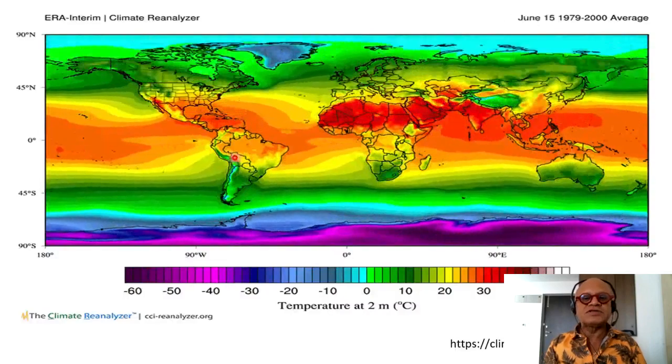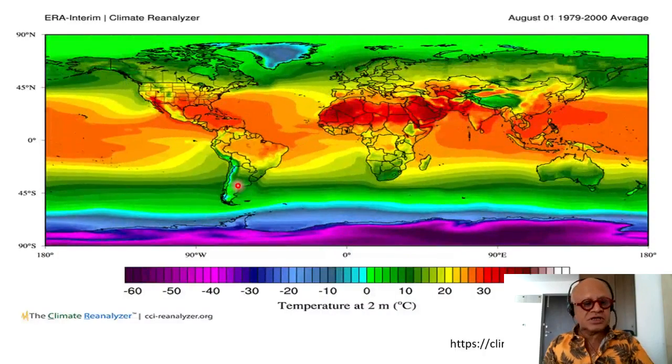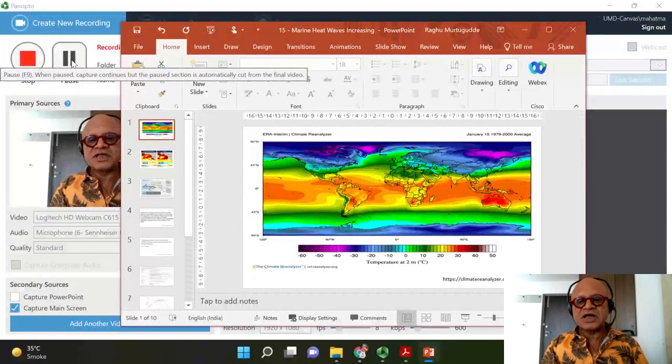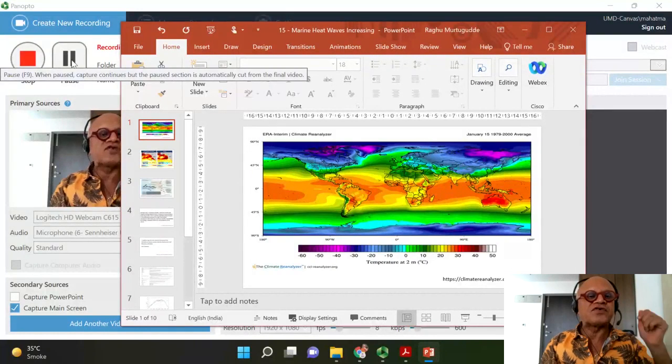If you look at the sea surface temperature, I think there is a breeze that's going to affect the sound, so I'm going to close the window first.